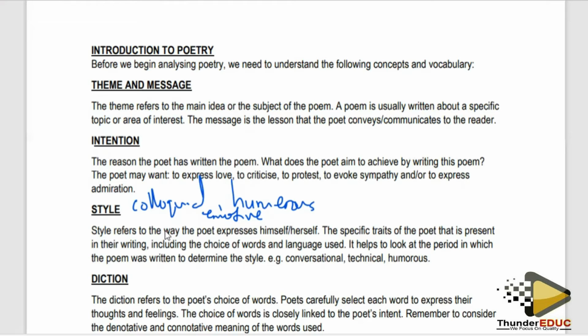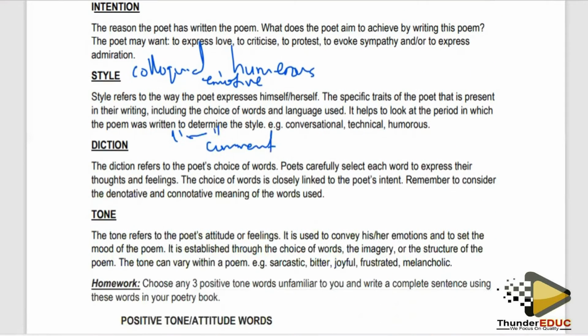For diction, we take a word. When we take a word for diction, we have to quote it, and then we have to comment on it. That's what we'll be doing, because poets carefully select each word to express their thoughts and feelings. The choice of words is closely linked to the poet's intention. Remember to consider the denotative and connotative meaning of the words used. A word has a literal meaning, and then there's an underlying meaning. That's what we mean by denotative and connotative.